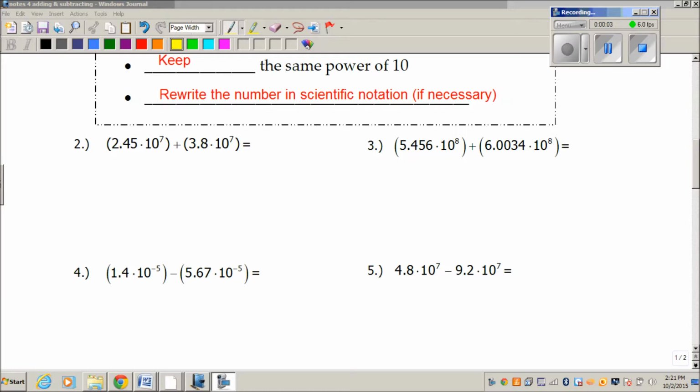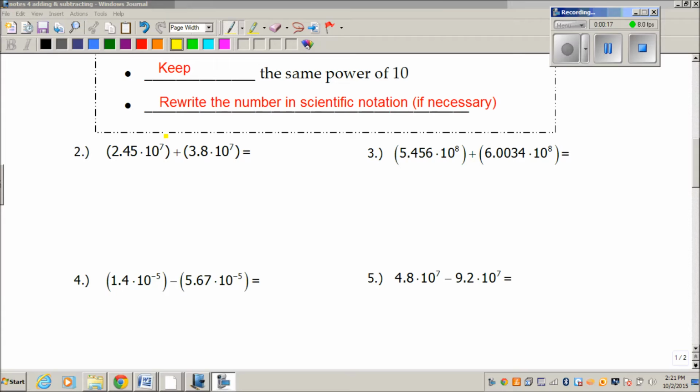Okay, so let's try some of these problems to see how it works. In question number 2, we're adding 2.45 times 10 to the 7th plus 3.8 times 10 to the 7th. Both of these numbers have the same power of 10. It's 10 to the 7th and 10 to the 7th. So since they have the same power of 10, we can simply add the coefficients. So I'm going to be adding 2.45 plus 3.8, and it's important to line up the place values.